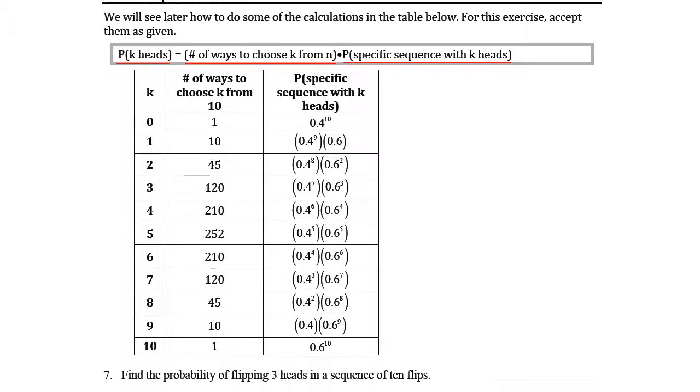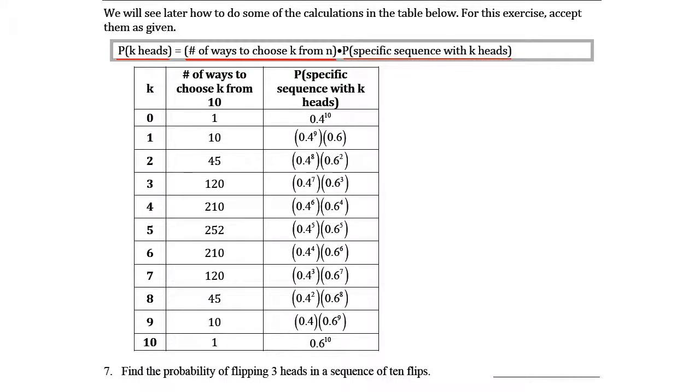So we're going to use this table to figure out what the calculations are and find the probability of flipping 3 heads, so that's K, in a sequence of 10 flips, so that 10 is our N, but this whole table is for N equals 10. So for this, I'm going to look at K equals 3 and that row and multiply these together. 120 multiplied by 0.4 to the power 7 multiplied by 0.6 to the power 3.